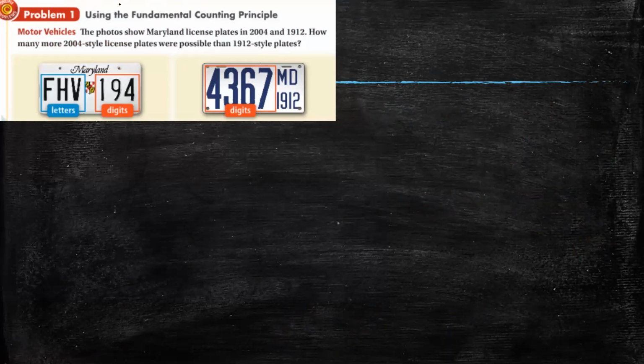Now let's see how we can use the fundamental counting principle. The photos show Maryland license plates in 2004 and in 1912. How many more 2004 style license plates were possible than 1912 style plates?